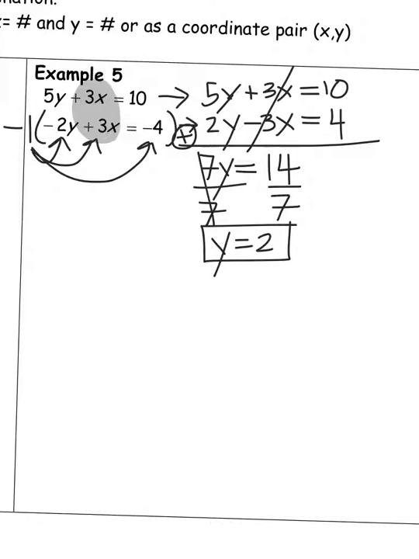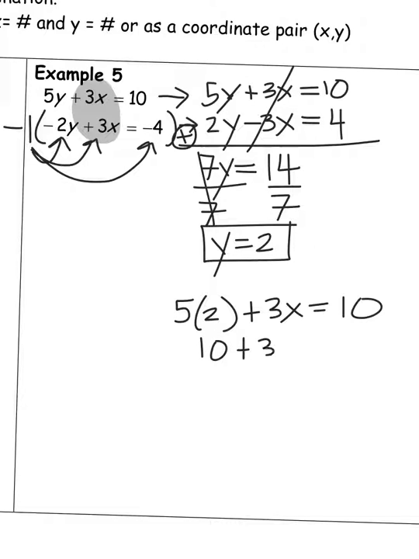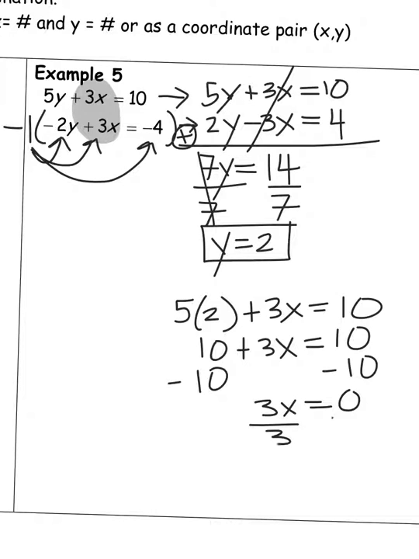To get x, I just plug this in. I'm going to pick the top equation. 5 times my y is 2, plus 3x equals 10. 5 times 2, that's 10, plus 3x equals 10, minus 10, and I get 3x equals 10 minus 10, which is 0. 3 times what number is 0? If I divide by 3, I just get x is 0.